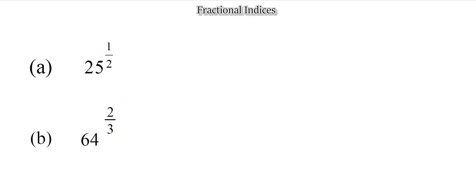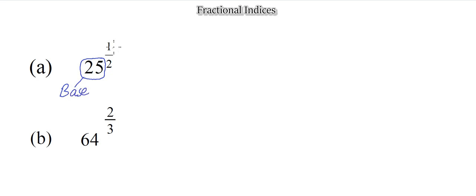In this presentation, I'll be showing you how to solve fractional indices. Now, we have a question here, 25 to the power of 1 over 2. Every single number here holds its own value. It stands for something. Starting from this 25, this number will always be called the base number.